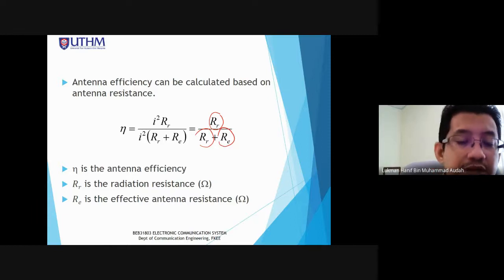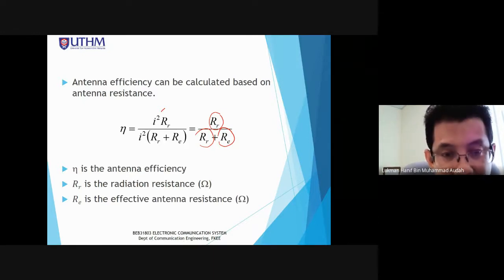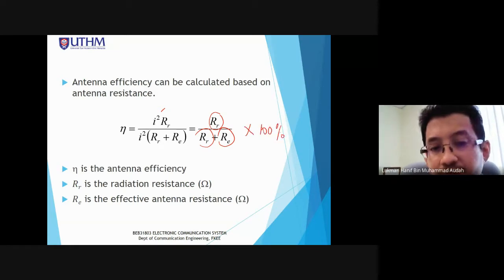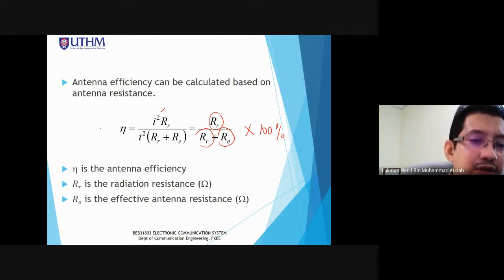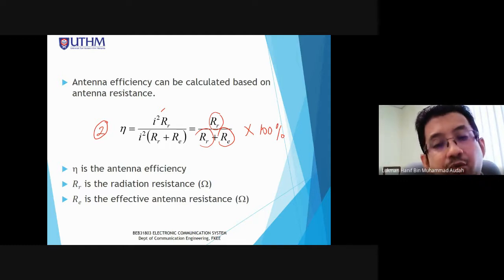Okay, so ini diterbitkan daripada persamaan power. Okay, I square RR divide with I square RR plus RE. Okay, so ini sepatutnya didarabkan dengan 100%. Okay, so you will get in term of percentage. So ini adalah persamaan yang kedua untuk mengukur antenna efficiency. Of course, again, we want the efficiency to be as high as possible.